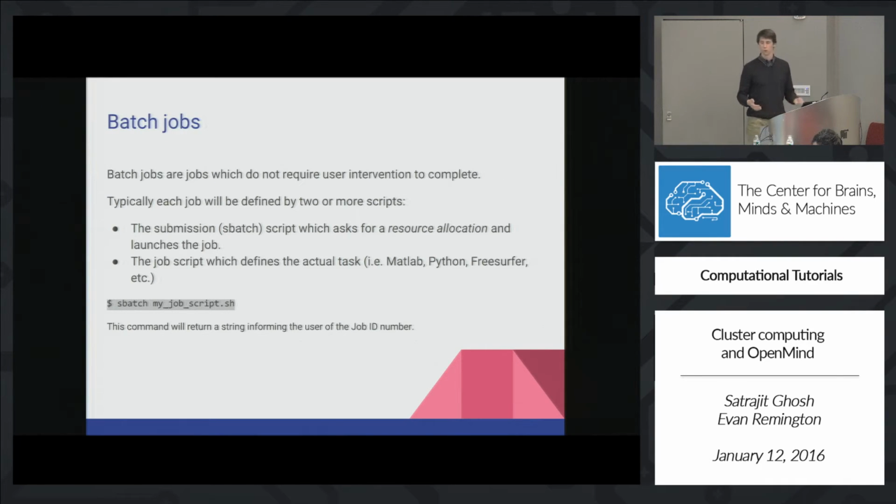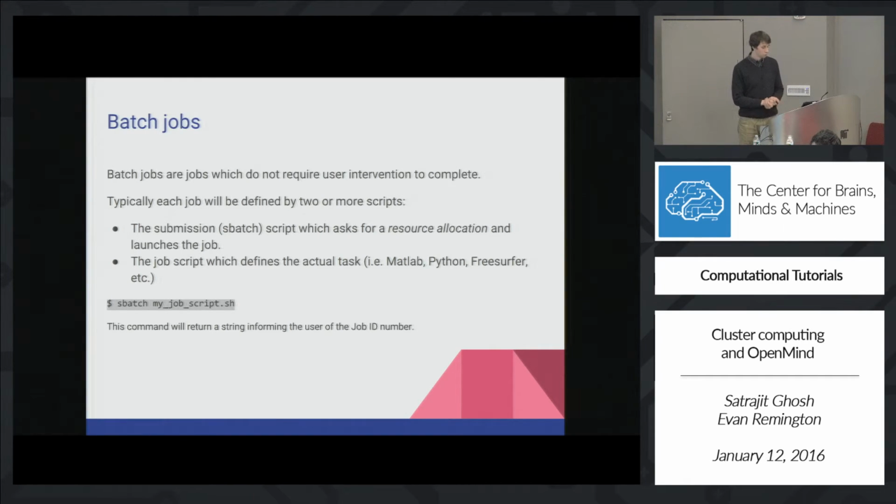The standard way of doing work on OpenMind is to submit batch jobs. Batch jobs are jobs which do not require user intervention or interaction to complete. Typically, each job will be defined by two or more scripts. The submission or sbatch script, which asks for a resource allocation and launches the job, and the job script or function or program which defines the actual task. For instance, a MATLAB function or script or Python or FreeSurfer or whatever application you're using.